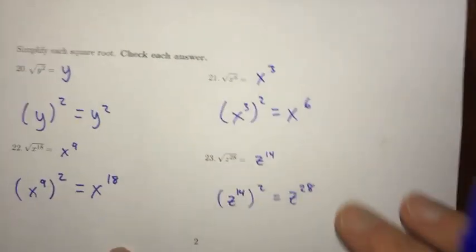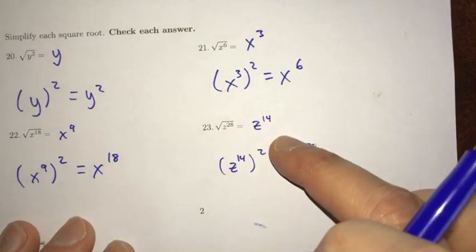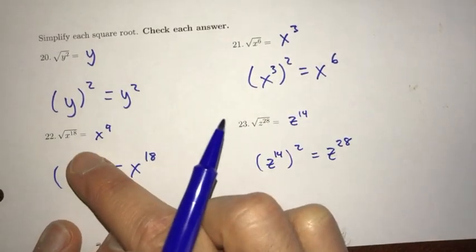Now you might see a pattern here, right? How to go from the square root of z to the 28th to z to the 14th, to z to the 9th. I think you can see a pattern there. Let's see.